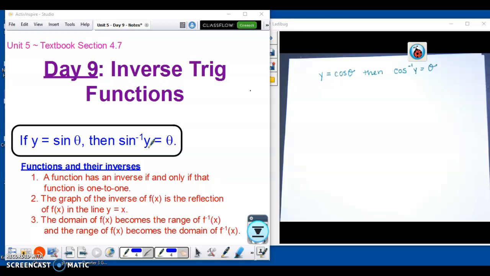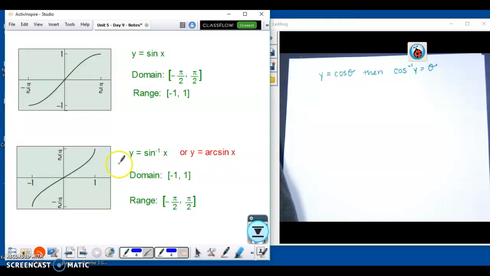So this just tells us that a function has an inverse if and only if the function is 1 to 1. Remember, 1 to 1 means it passes the vertical and horizontal line test. And then the graph of the inverse is always a reflection across the diagonal line y equals x. And for inverses, the domain and range are going to flip-flop. Because we didn't actually go over trig graphs, we didn't do day 6 and day 7, this will be a little different than we normally do.